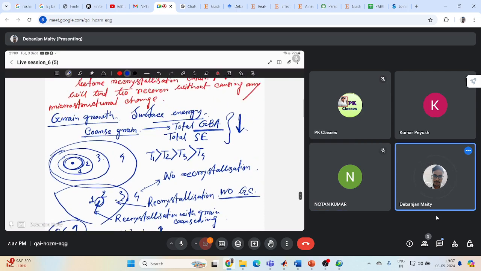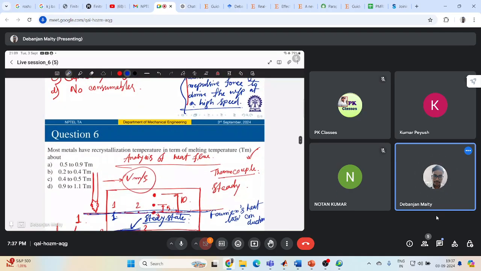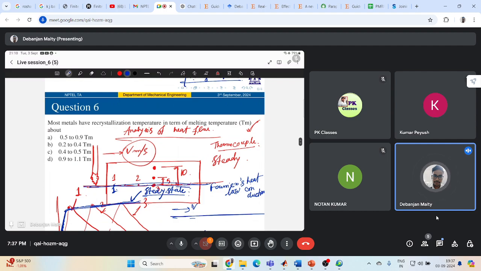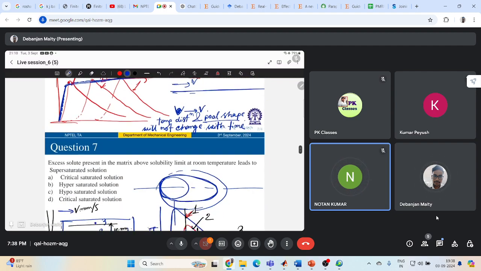Okay. So do we have any question from strain hardening? Let's check. Most metals have a recrystallization temperature, in terms of melting temperature, of about... which one is true? C is correct.